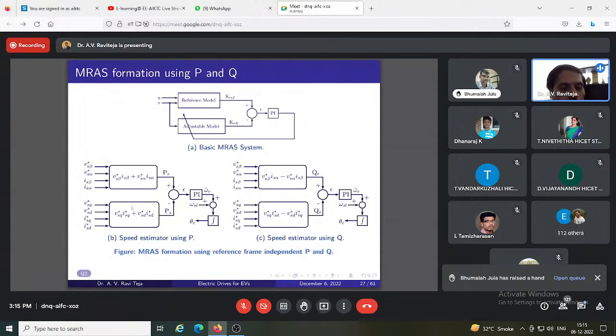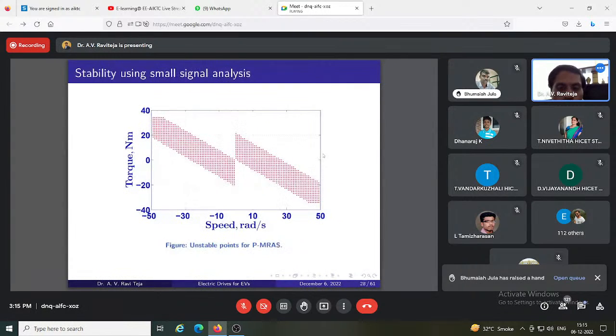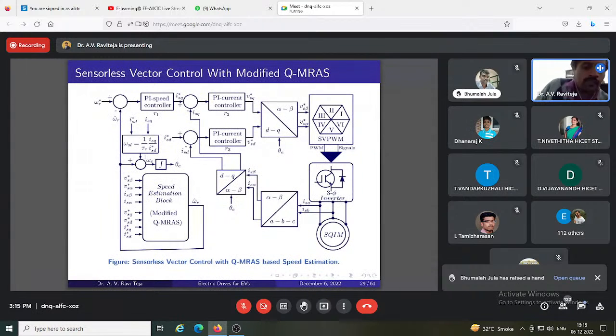If you can see the features, there are no parameters involved in any of the equations. Then if I try to see the stability of these proposed MRAS, PMRAS has an unstable point, whereas Q1 is stable. So this Q1 is recommended for speed estimation, and there are no parameters involved in this. But there is tau RR involved in the omega slip equation. Therefore, ultimately rotor resistance will have an effect on the closed loop performance, but not any other parameter, not even stator resistance.